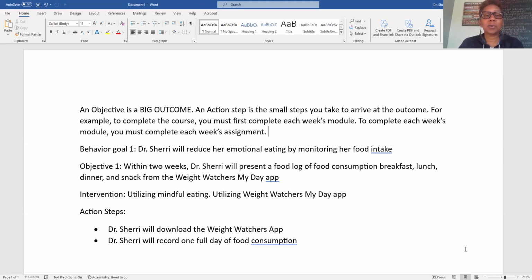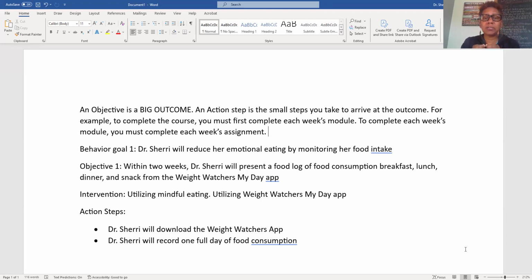So the objective is within 2 weeks, Dr. Sherry will present a food log of food consumption of breakfast, lunch, dinner, and snack from the Weight Watchers My Day app. The intervention is utilizing mindful eating and utilizing the Weight Watchers My Day app. So for action steps, I had Dr. Sherry will download the Weight Watchers app, right? That's just a small action that I can take knowing that I've done something to reach that behavioral goal.